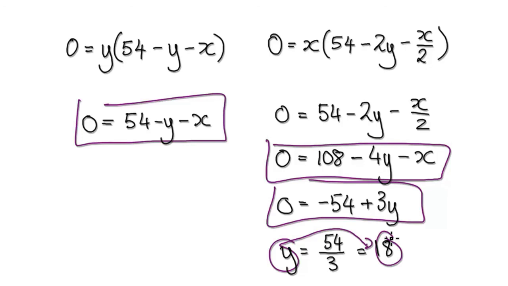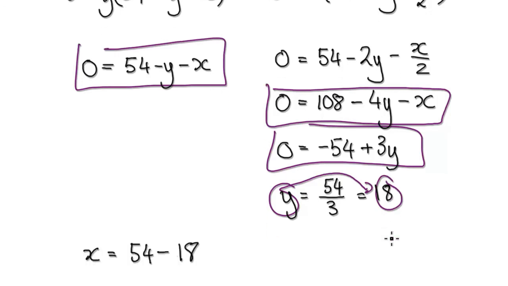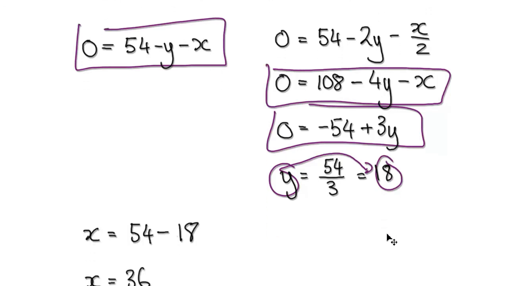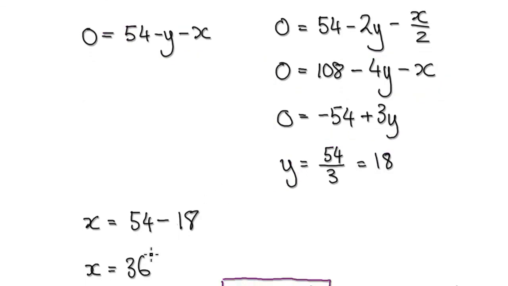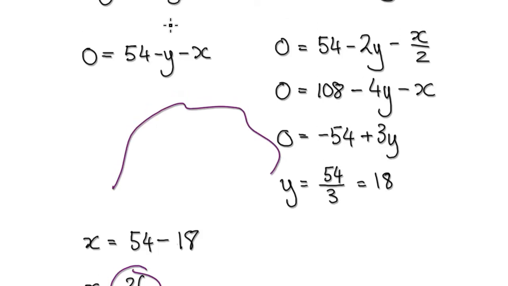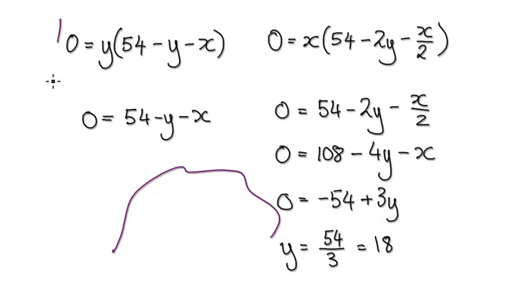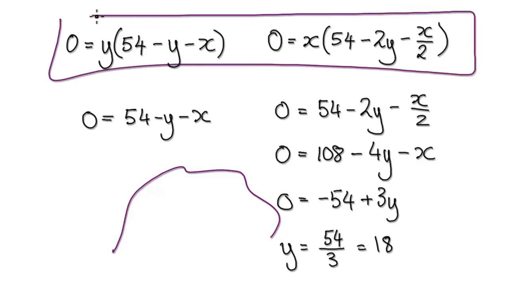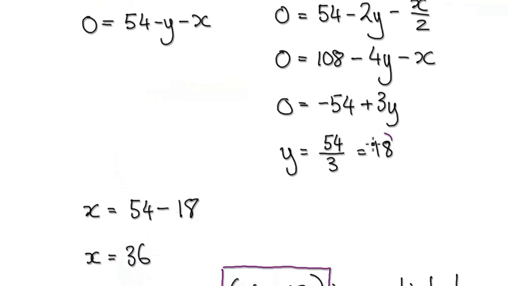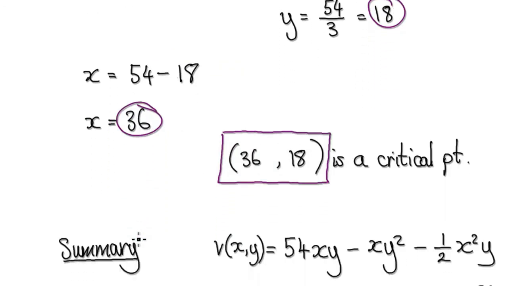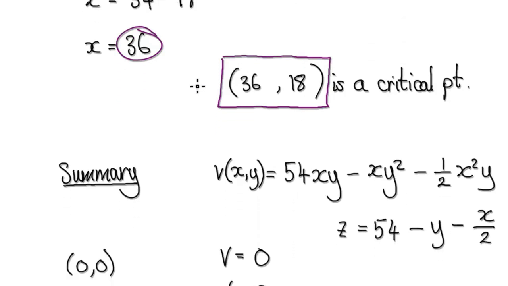So if y is 18, then x must be 36. So somehow solve these two simultaneous equations. Okay, so solving these two simultaneous equations will give us y equals 18 and x equals 36. So we've got another critical point, this one here.